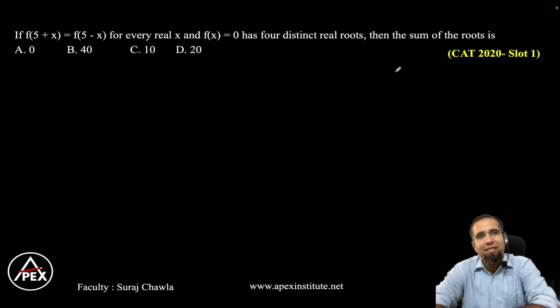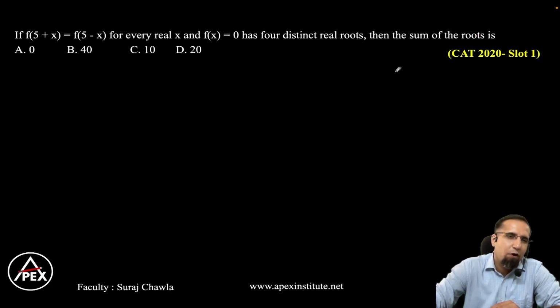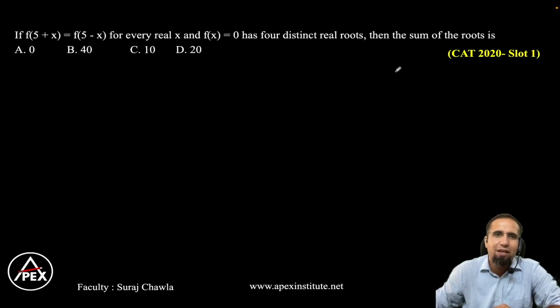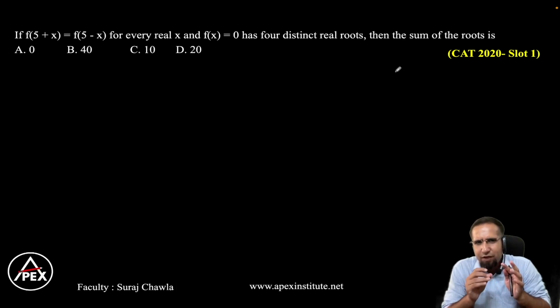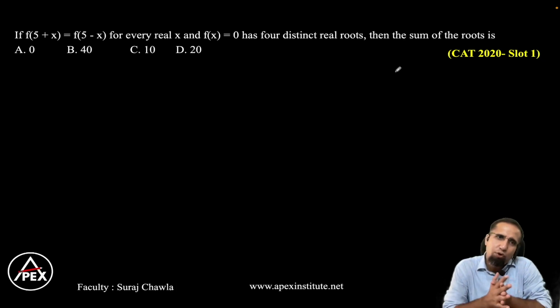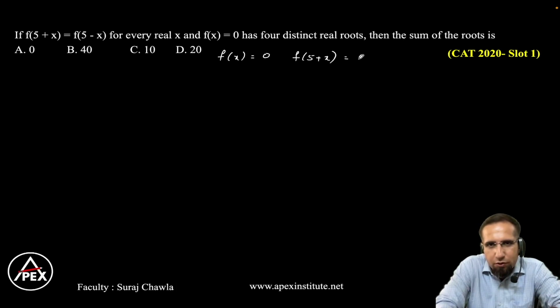Now let's look at this question, guys. Very interesting question. f of 5 minus x is equal to f of 5 plus x for every real value of x, okay? And I'm told that f of x is equal to 0 has 4 distinct roots, okay? Now tell me, guys, if f of x is equal to 0, can I say f of 5 plus x is also equal to 0?